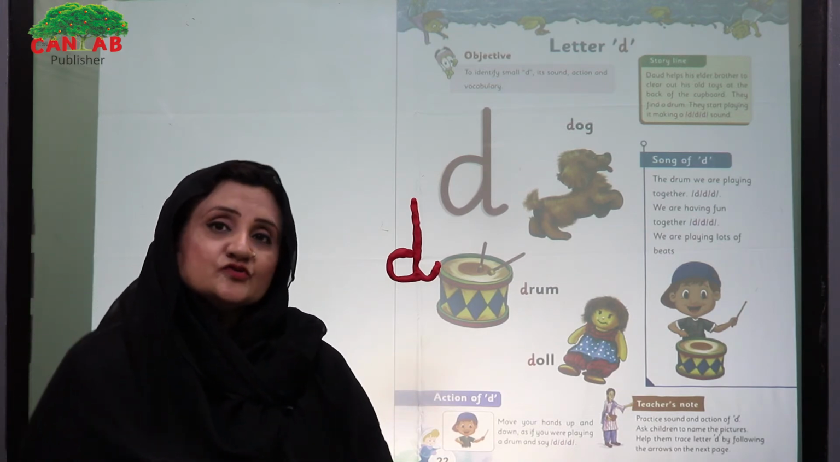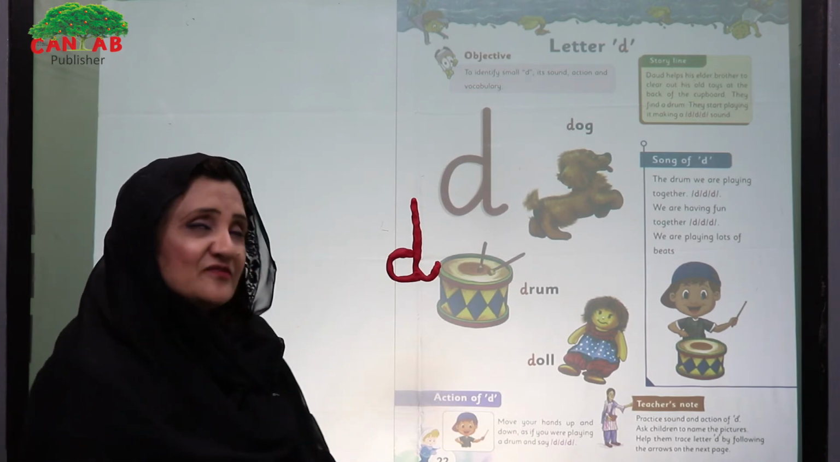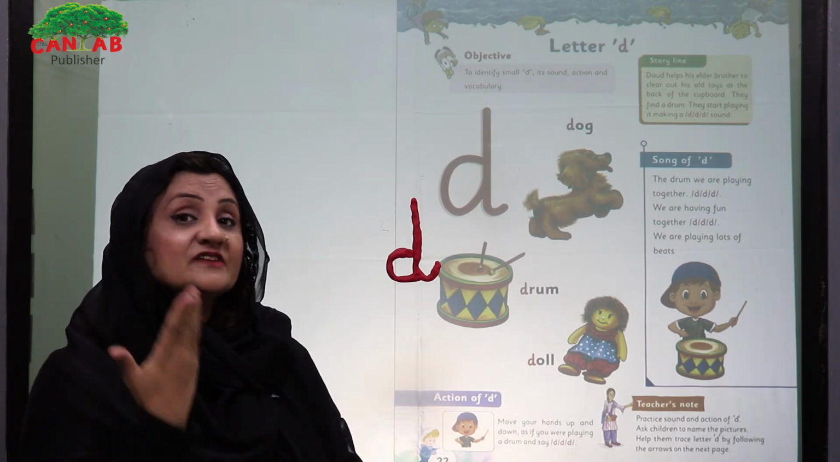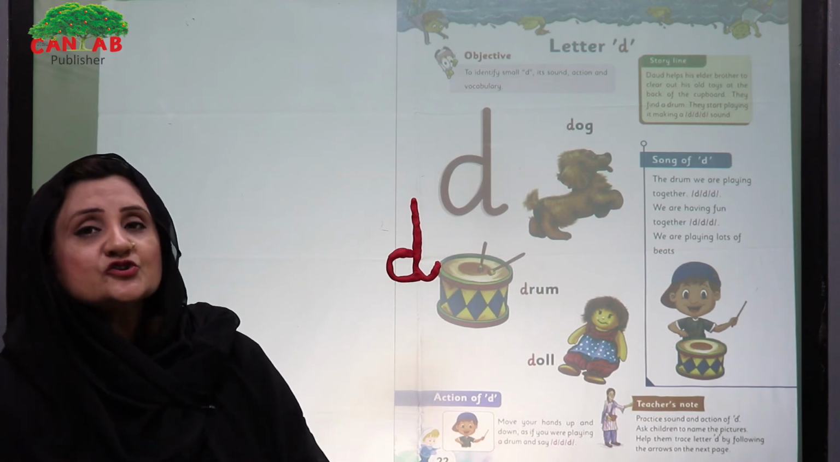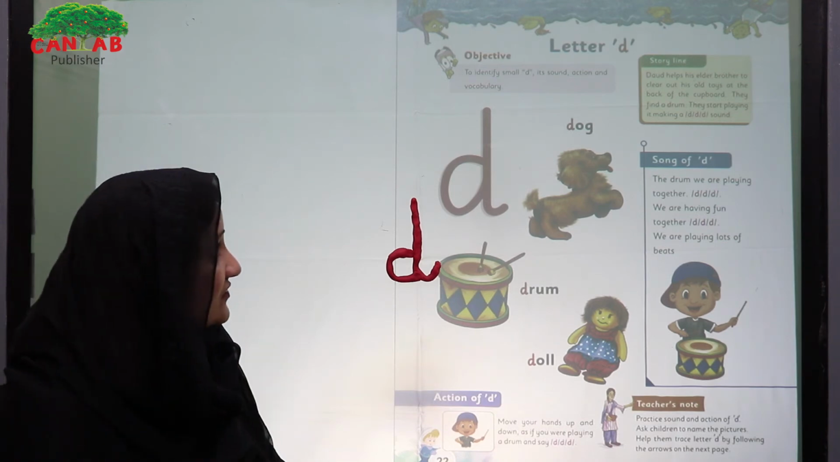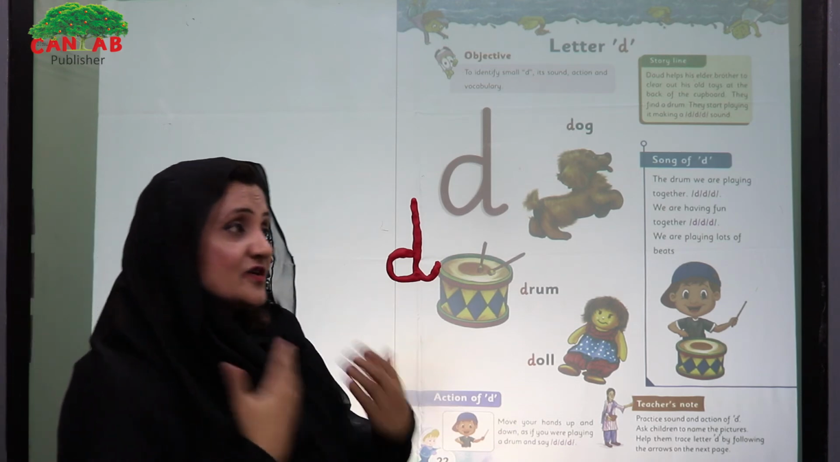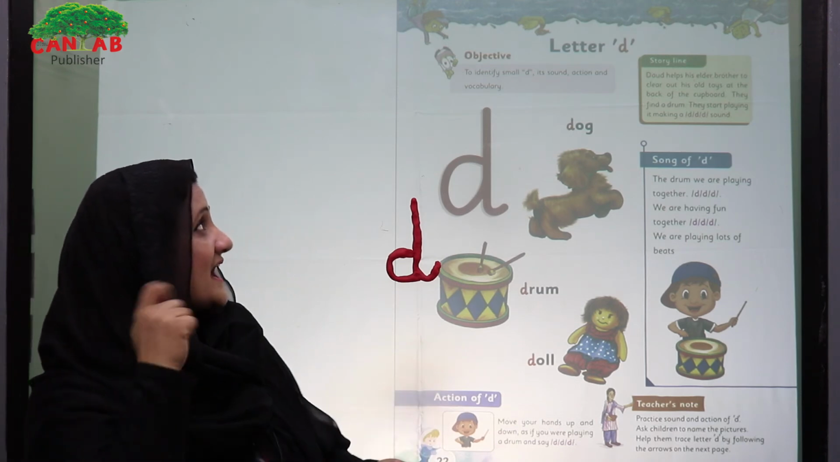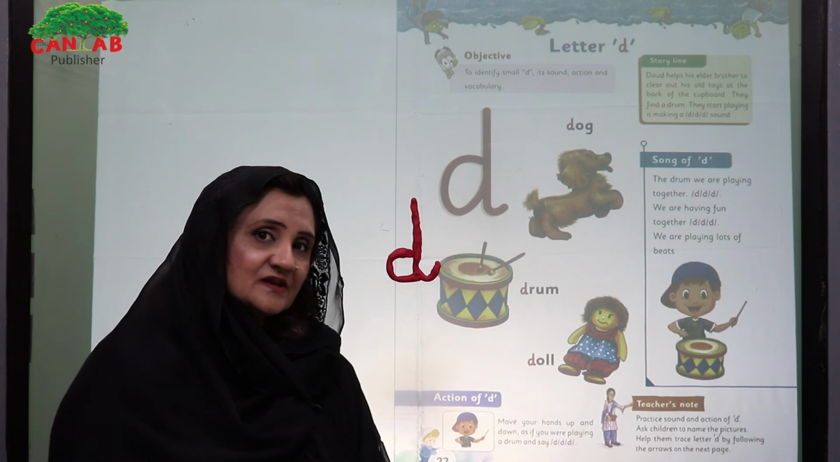Remember that you have to spend 4 to 5 periods or 4 to 5 days in order to ensure that students have learned the sound of letter D, they are well aware of the vocabulary, they can do the action, and they can read the book.